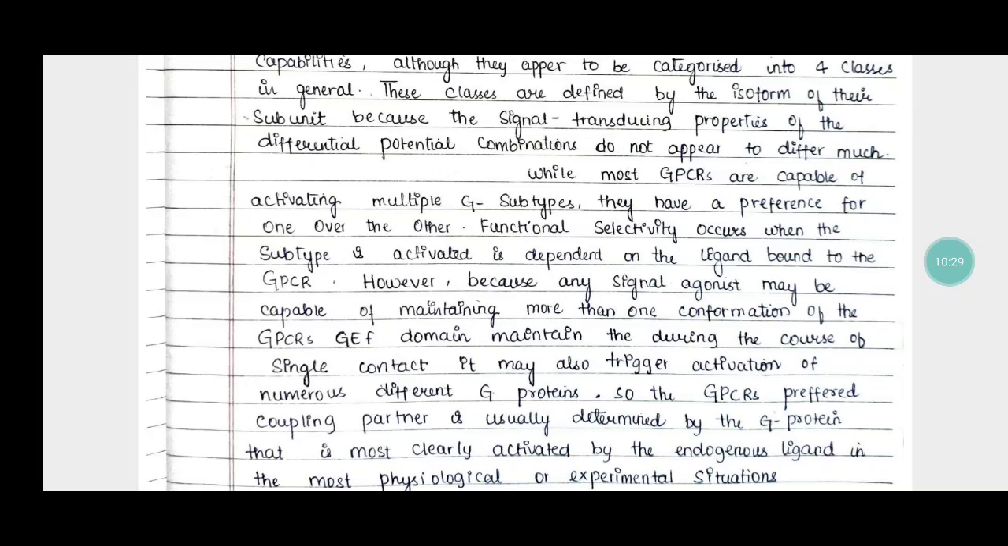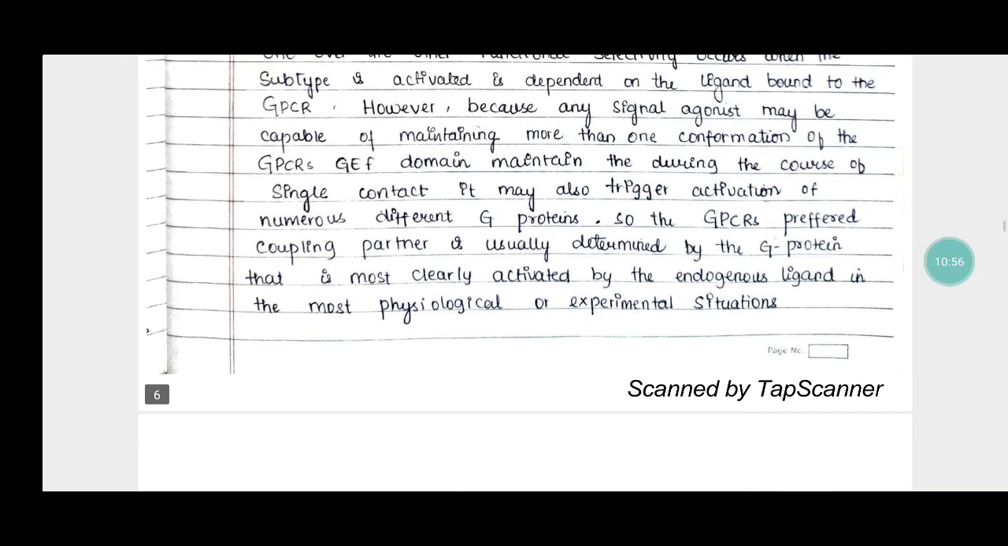Even so, functional selectivity occurs in GPCRs, because an agonist may stabilize a GPCR conformation maintained during the course of the signal contact. So it may also trigger the activation of numerous different G proteins. The GPCR's preferred coupling partner is usually determined by the G protein that is most clearly activated by the endogenous ligand and in most physiological or experimental situations.